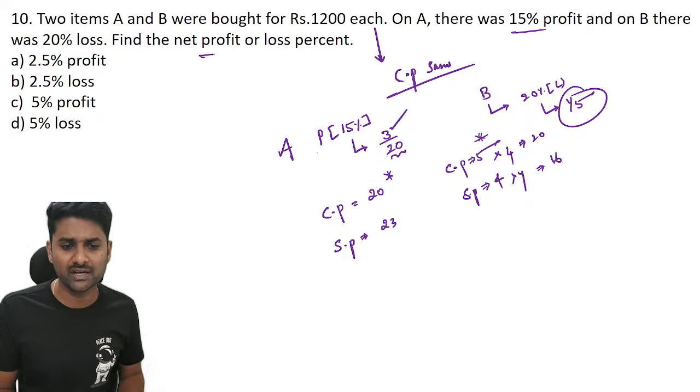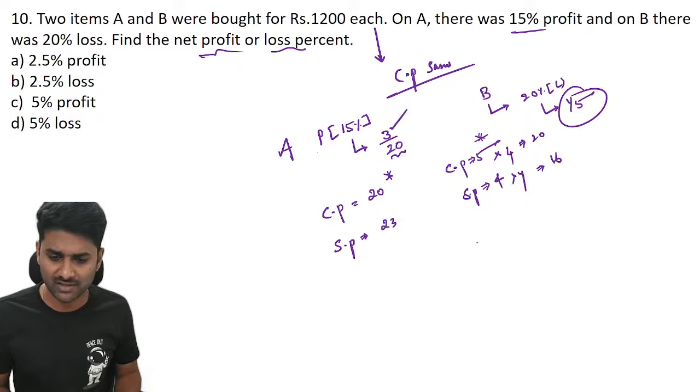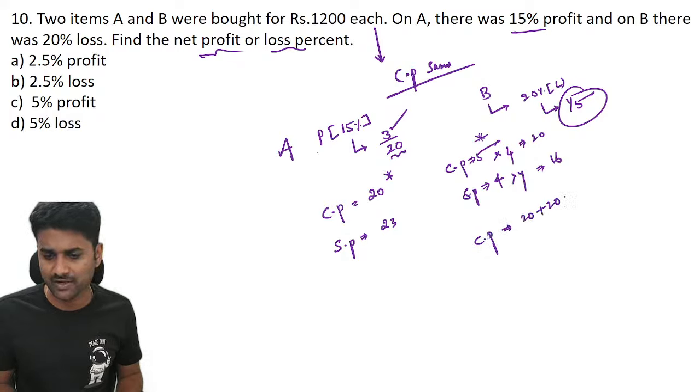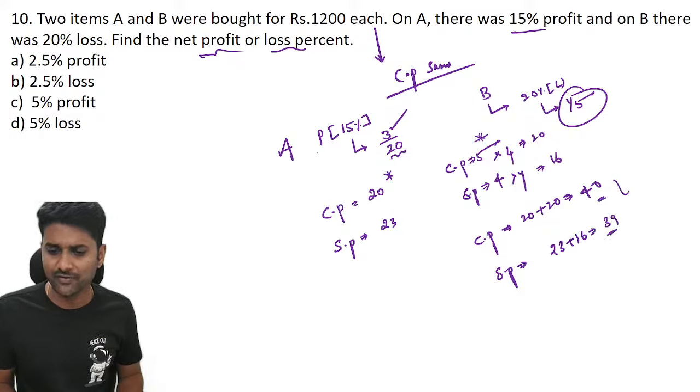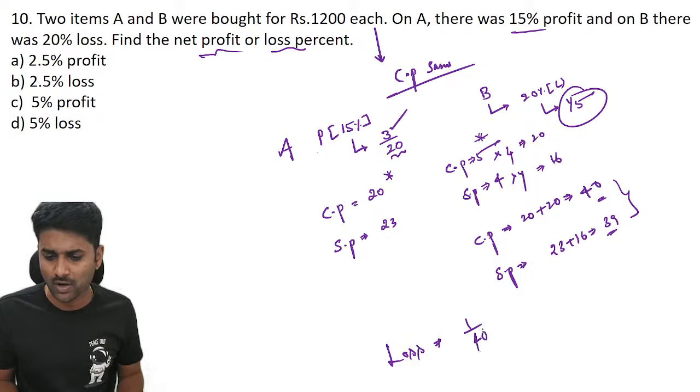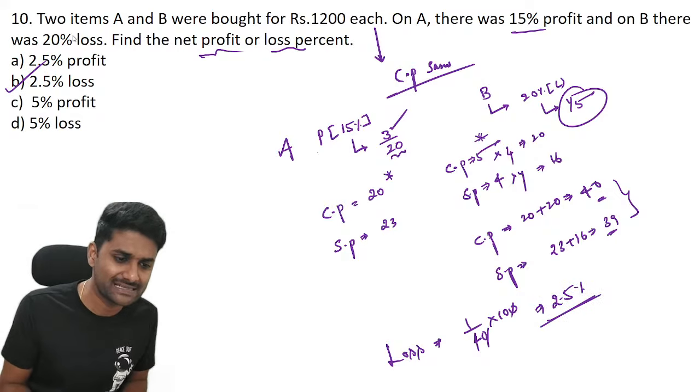Another question: what is the net profit or loss percentage? Now observe here, total cost price. So total cost price is 20 plus 20, equal to 40 units. Now what is the total selling price here? 23 plus 16 is equal to 39 rupees. If you observe that, it is still a loss. So how much loss? 1 unit out of 40. So 10 by 4 is 2.5 percentage of loss still.